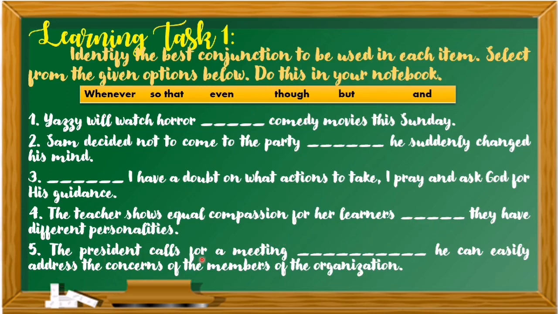Number 5, the president calls for a meeting, blank, he can easily address the concerns of the members of the organization. So, it's obvious that we will use so that. The president calls for a meeting so that he can easily address the concerns of the members of the organization. So, that's it for learning task number 1.